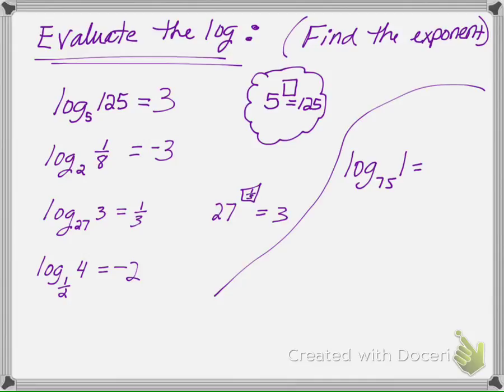This one should be the easiest one, right? Because anything to the 0 power is equal to 1. Don't let that throw you off. What about this? What do you think about a problem like this? Log negative 4 base 2.